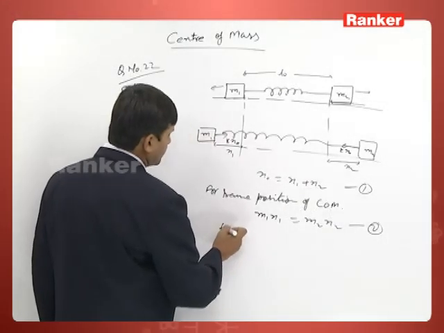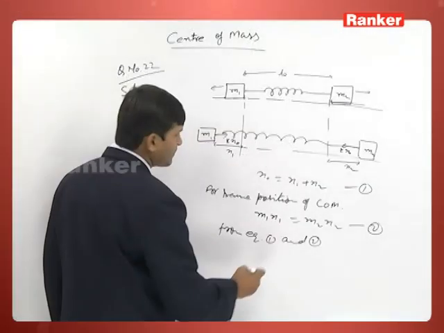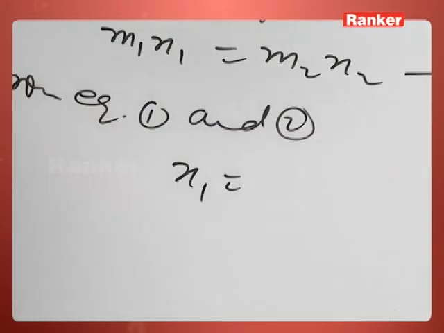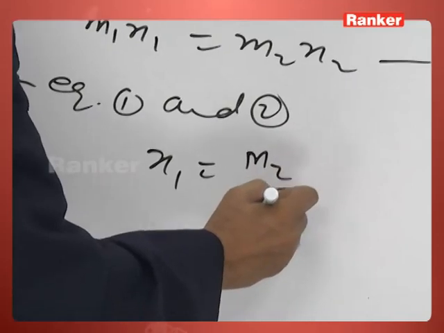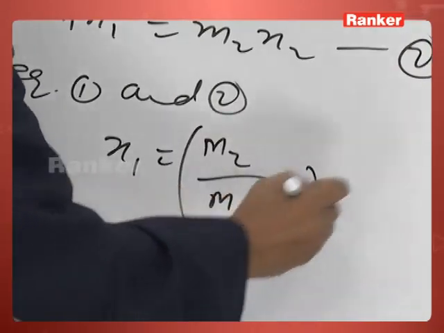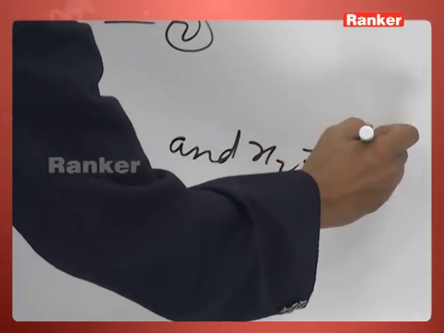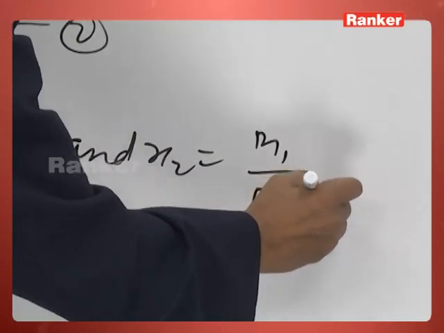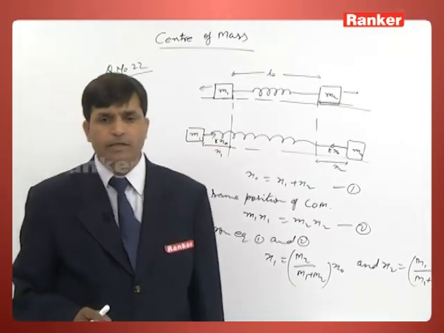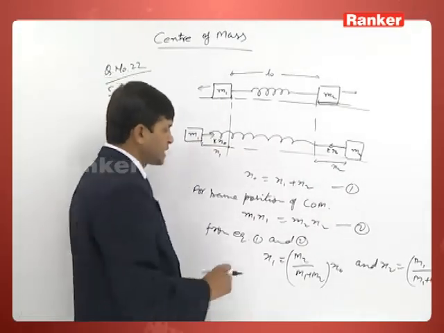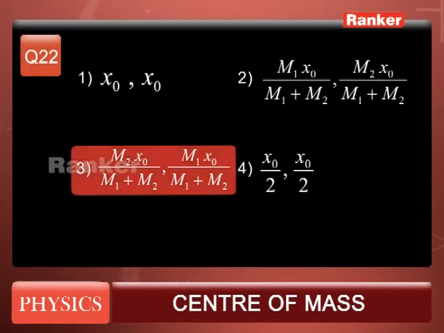Now from equation 1 and 2 we can simplify. x1 is equal to m2 by m1 plus m2 into x0, and x2 is equal to m1 by m1 plus m2 into x0. So our correct option here is option number 3. Hence answer number 3 is our correct option.